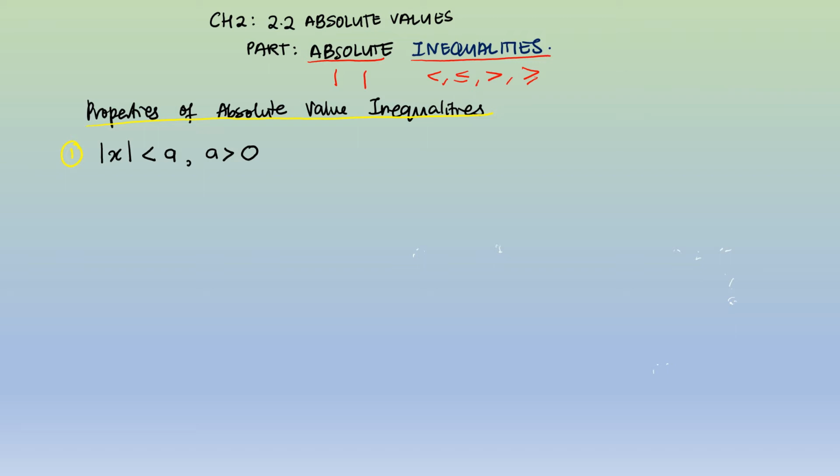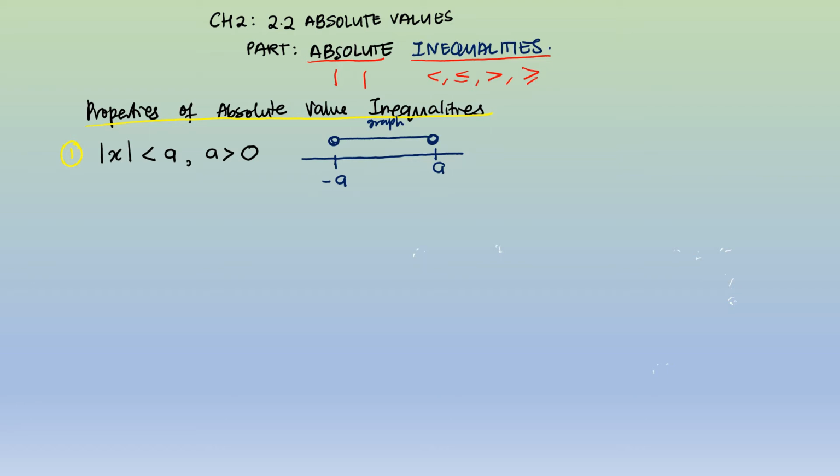So modulus x less than a for a greater than 0, we can draw it on our number line. Because we know for modulus less than a, that means we have a positive and negative a. So the solution lies between these two with empty circles, because our symbol is single here. This is for graph interpretation.